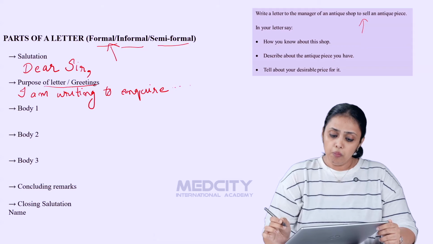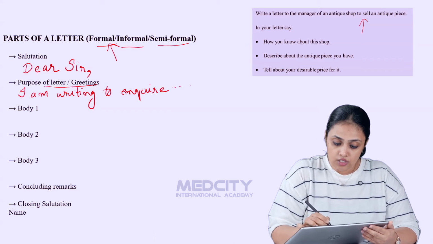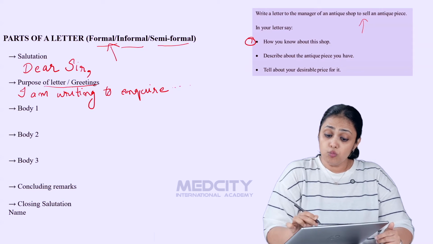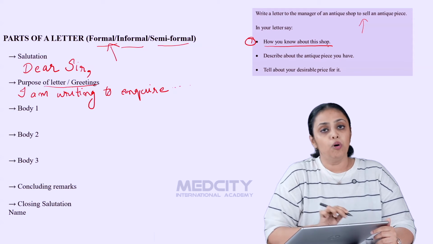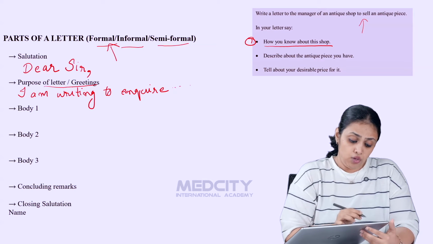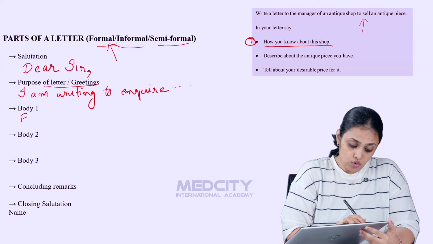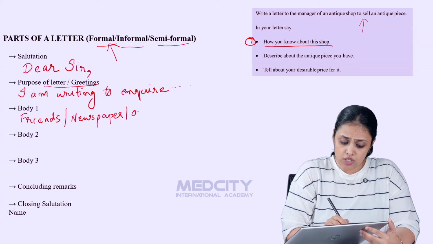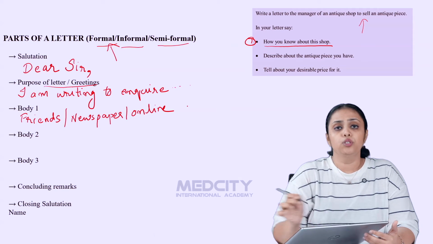Then body 1. How do you write body 1? Just by expanding this bullet point 1. Now what does bullet point 1 say? How you know about this shop. So you have to think of how you can deliver it. Maybe you can say that you came to know it through your friends, or maybe through newspaper, or maybe you can talk about some online media. It's up to you to decide.